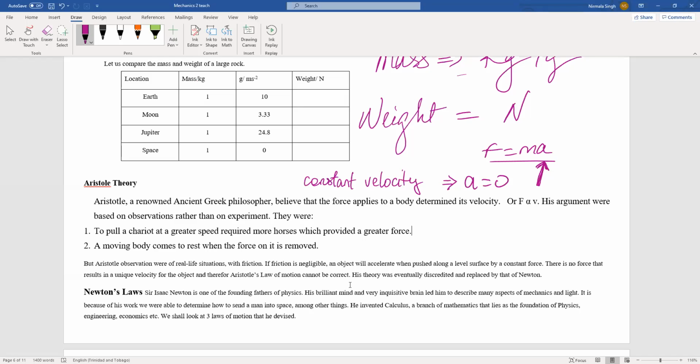He invented calculus, a branch of mathematics that lies as the foundation of physics. This is why I tell you all, if you want to go further up in physics, you need to be doing add maths, because all the maths, the further up you go, will be add maths and applied maths. So he invented calculus, which is the foundation of physics, engineering, and economics, etc. So we should look at the three laws of motion that he devised.